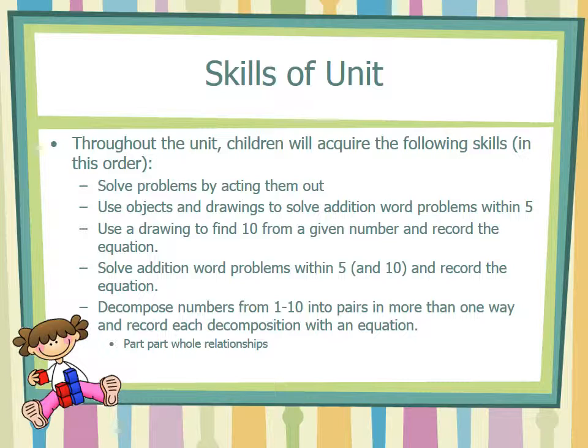Throughout the unit, children will acquire the following skills: solve problems by acting them out, use objects and drawings to solve addition word problems within 5, use a drawing to find 10 from a given number and record the equation, solve addition word problems within 5 and 10 and record the equation, decompose numbers from 1 to 10 into pairs in more than one way, and record each decomposition with an equation. These will be known as part-part-whole relationships.